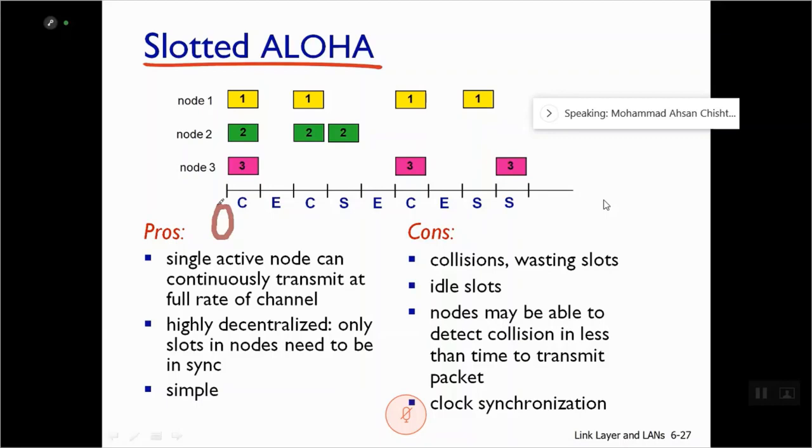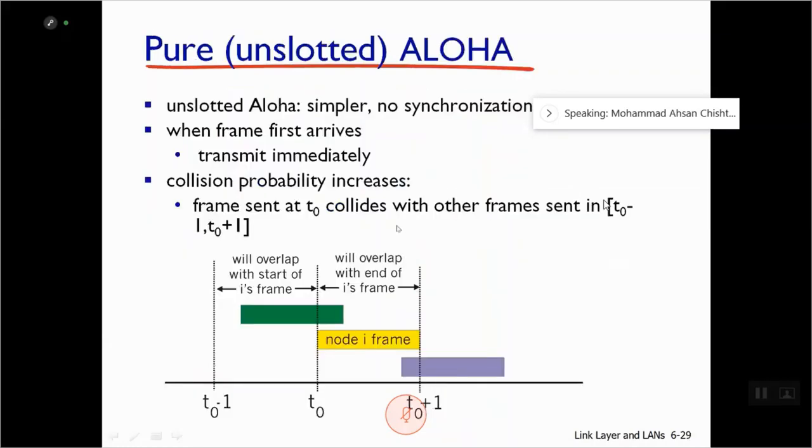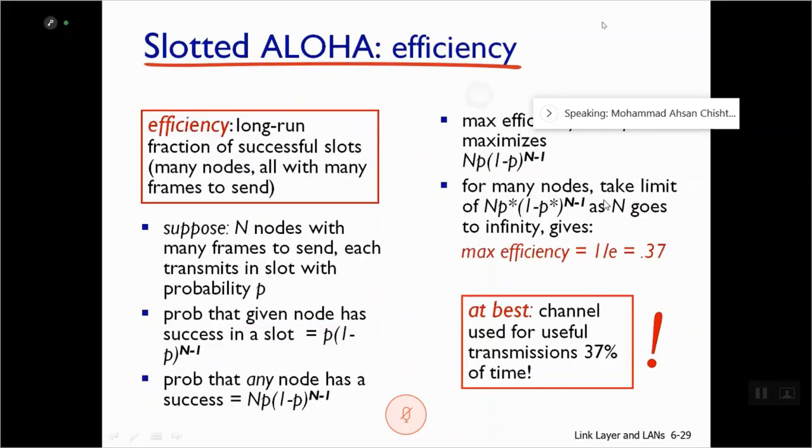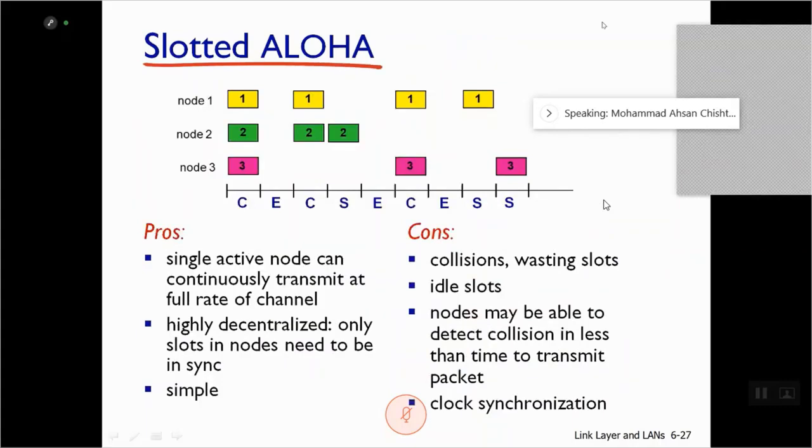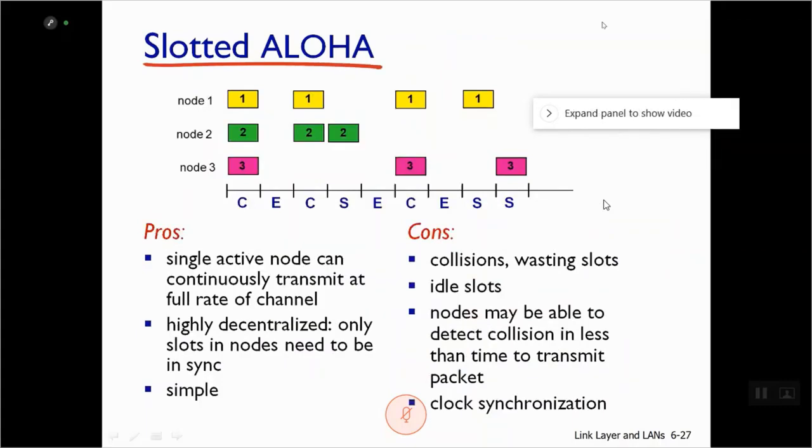And also, if I wait, how many slots do I wait? 1, 2, 3, 4, 5, for example. And then this is the new slot. How would I get to know? Again, this I would get to know by clock synchronization. So it needs clock synchronization as well.